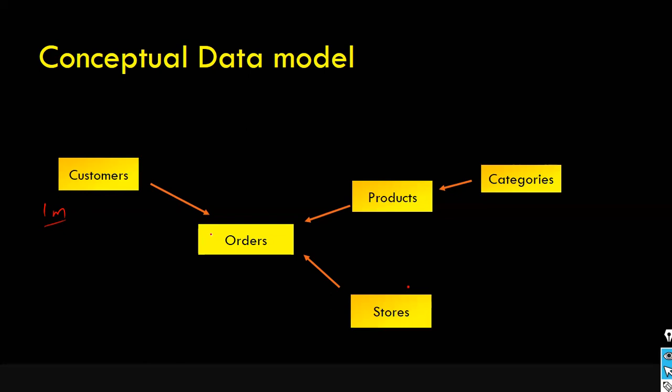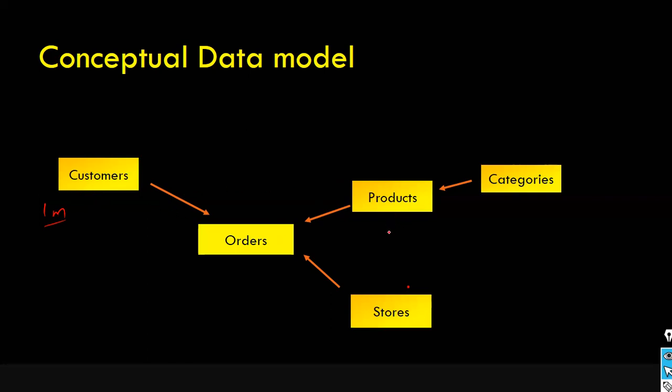The next one is the order. When you take this entity, the order is placed by 1 or more customers. And the next one is that products appear on 0 or more orders. Like I said, though we have 1M customers, not necessarily all the 1M customers should order on a daily basis. There is no necessity.